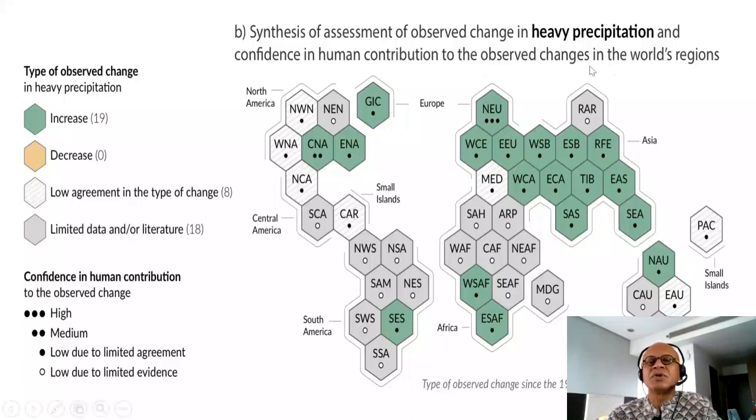So confidence in human contribution to observed changes in the world's regions. Again, zooming into the South Asian region, you can see that there have been increases in heavy precipitation in the observed record, but you can see that the confidence in attributing it to human contribution is limited because of limited agreement.